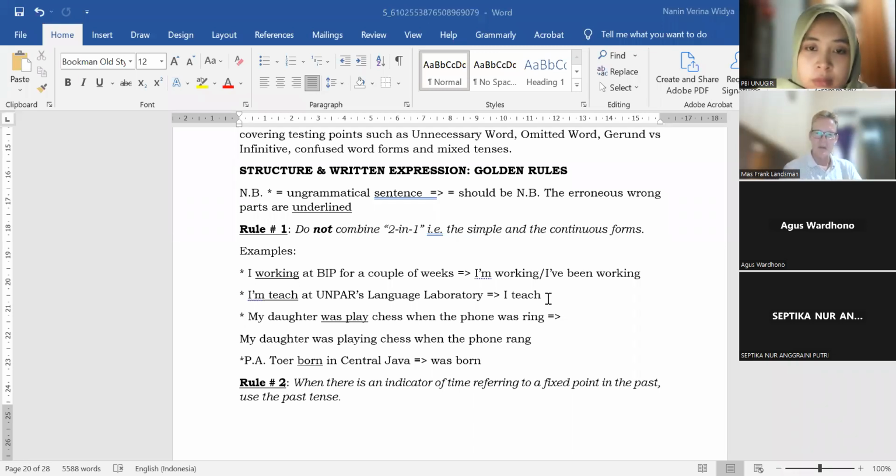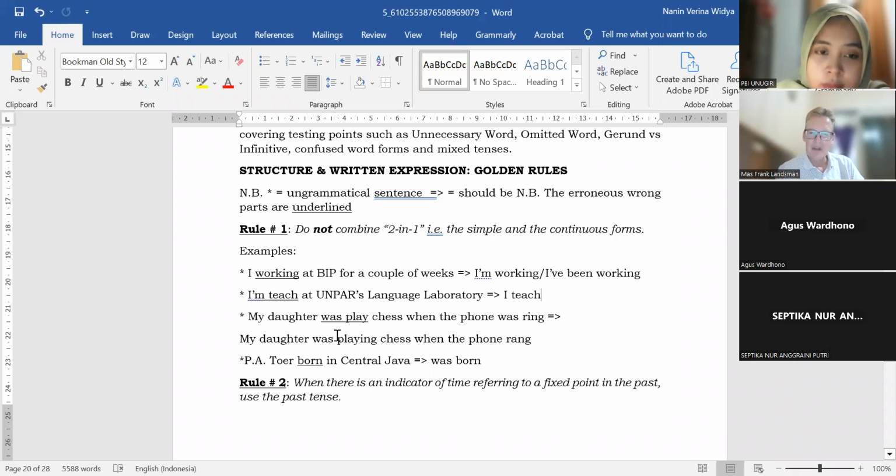That is impossible. The same goes for the second form, I'm teach. That is impossible. People think, oh, saya is I am, so saya mengajar, sama dengan I'm teach, tidak ada dalam bahasa Inggris. Ya. So if it's your habit, kebiasaan, habitual action, use the simple present. I teach. I teach there every day, or I teach every month, and so on.